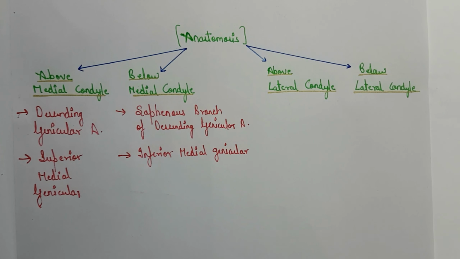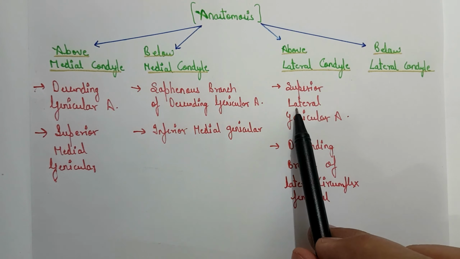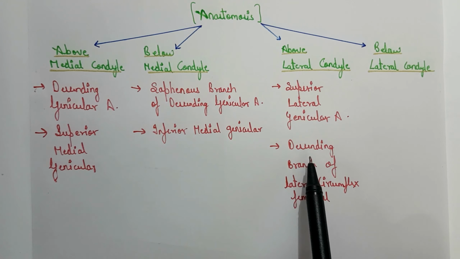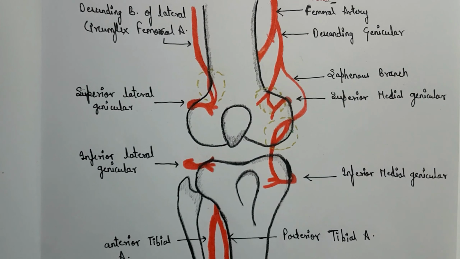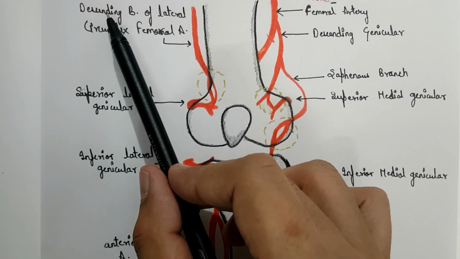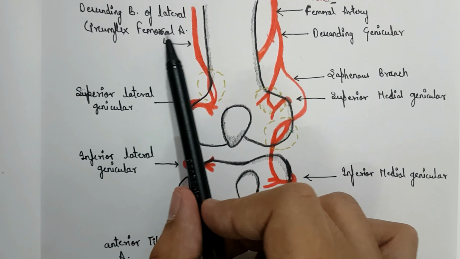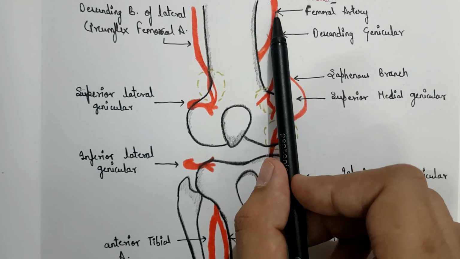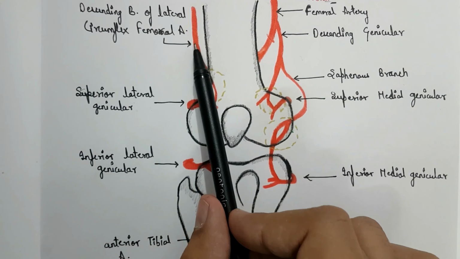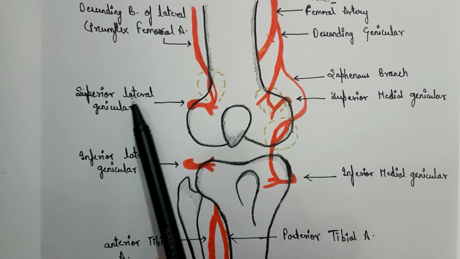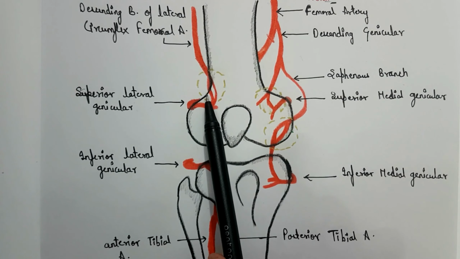Now let us look at the arteries involved in anastomosis above the lateral condyle. So the arteries included are the superior lateral genicular artery and another branch of the femoral artery, that is the descending branch of the lateral circumflex femoral artery. In this diagram, you could easily see this is the descending branch of the lateral circumflex femoral artery. The circumflex femoral artery is also coming from the femoral artery. Now, this circumflex femoral artery anastomoses with the superior lateral genicular artery above the lateral condyle.